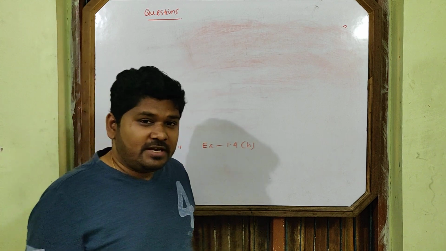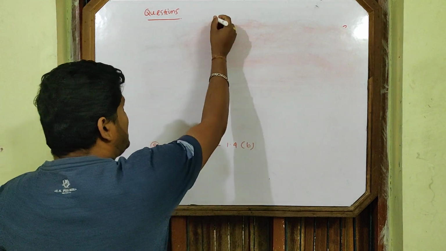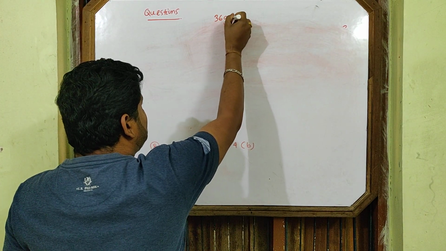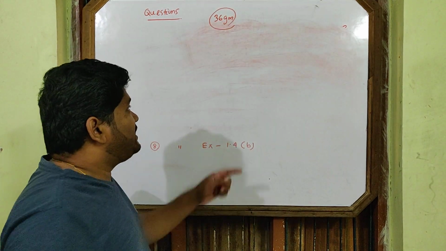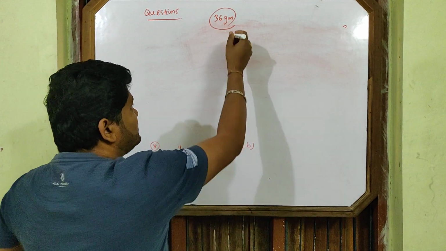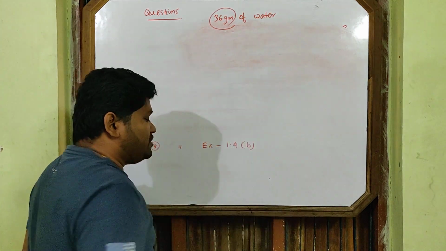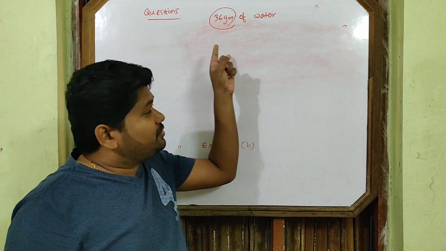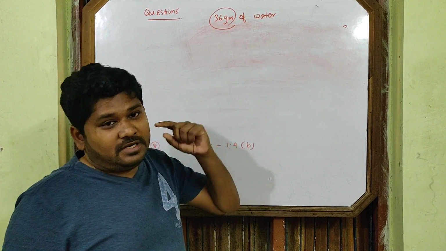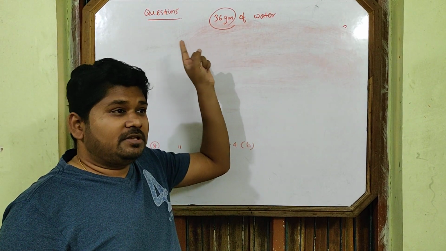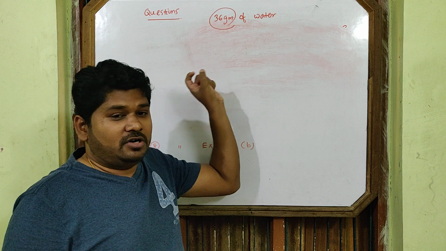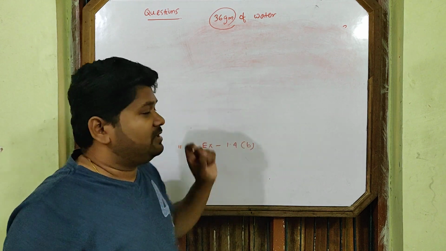For example, let us take 36 gram. I am taking 36 gram, easy to divide. So I am taking 36 gram of water. Taking 36 gram of water will be easy to solve. But in the NCERT book and in the exam, it will give the exact amount of water. It will not leave the question like a cup of water.